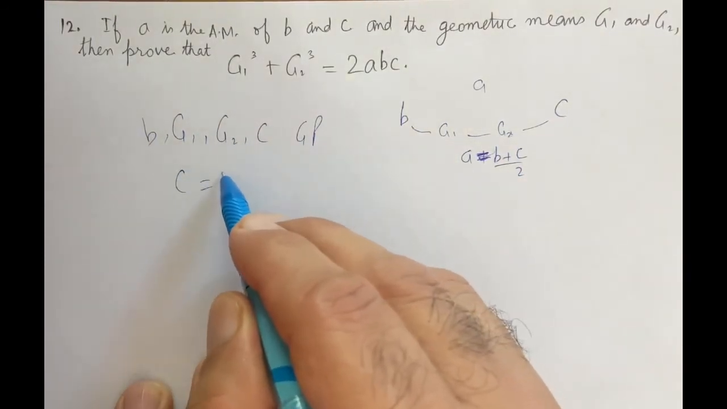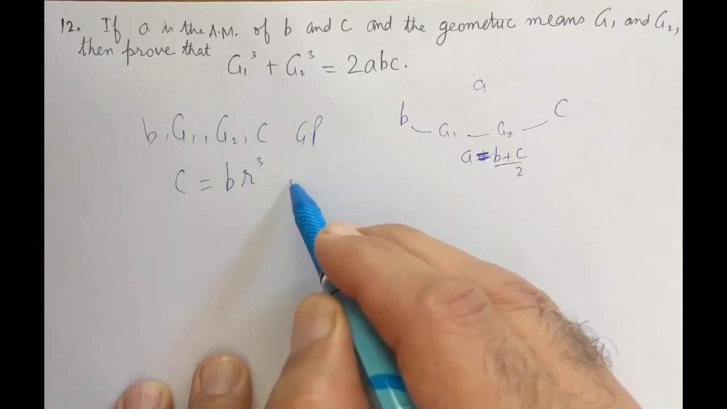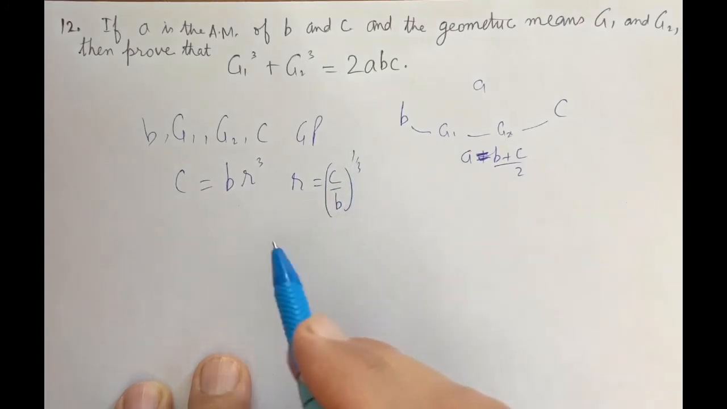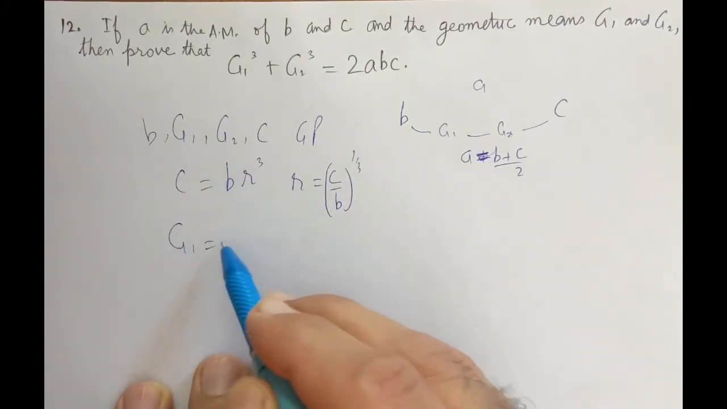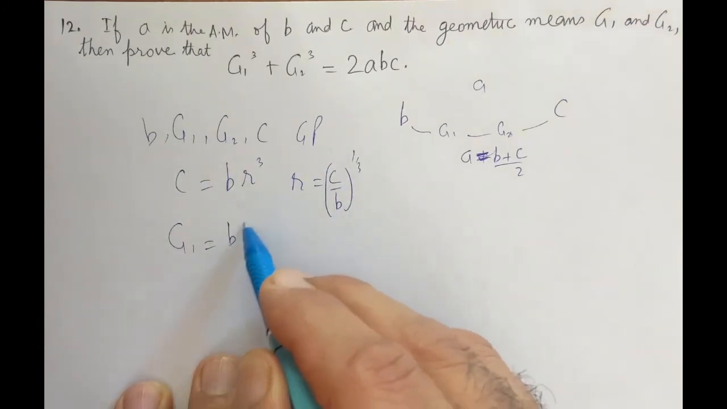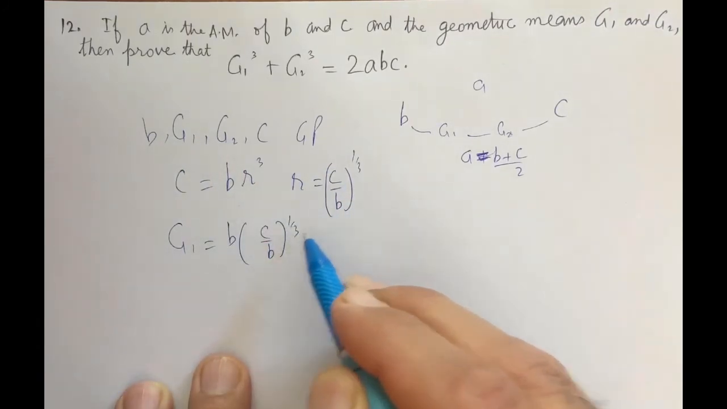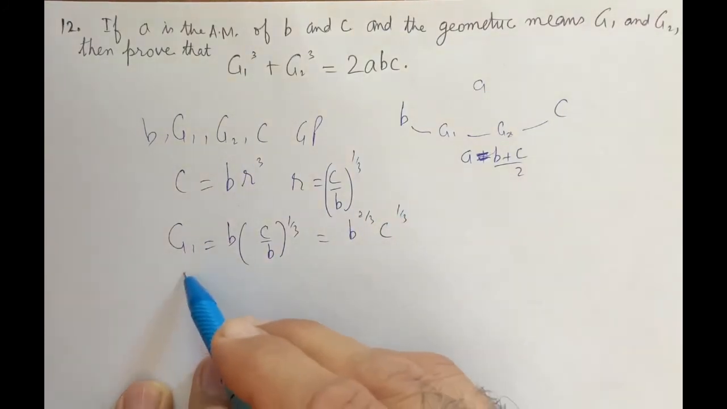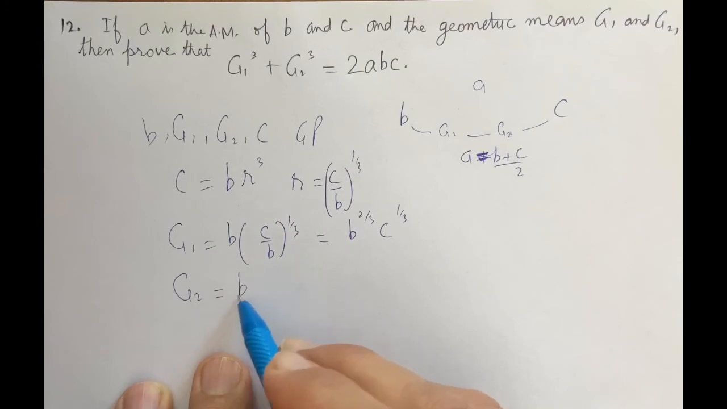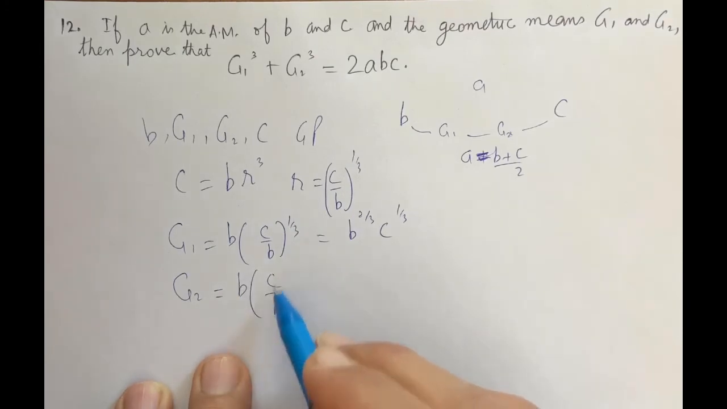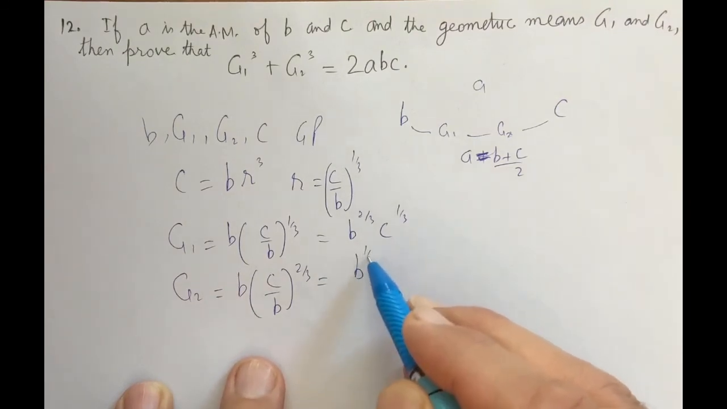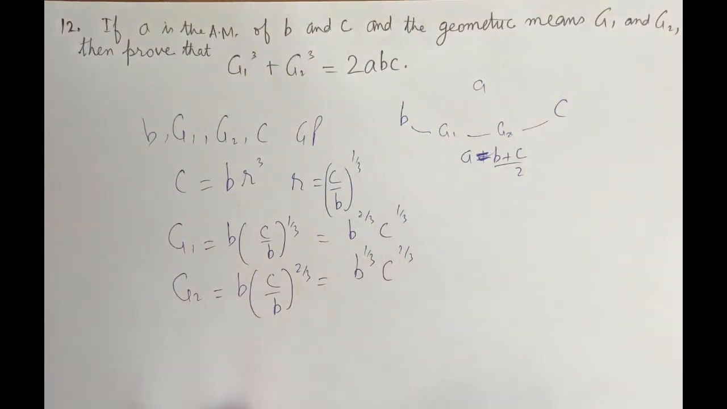C is fourth term, that is b into r raised per 3, or r is c upon b raised per 1 by 3. What will be first geometric mean g1? It will be b into r, b into c by b raised per 1 by 3. That's b raised per 2 by 3 into c raised per 1 by 3. And second geometric mean, this is b into c by b 2 by 3, that's b raised per 1 by 3 into c raised per 2 by 3. So we have g1, g2.